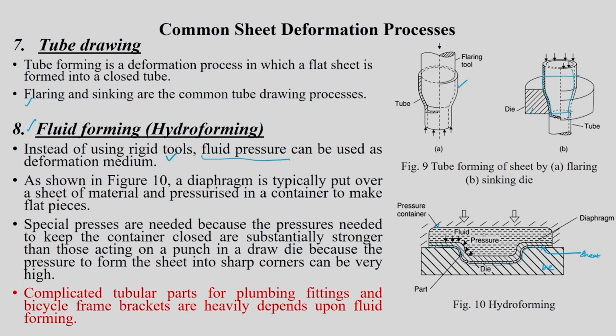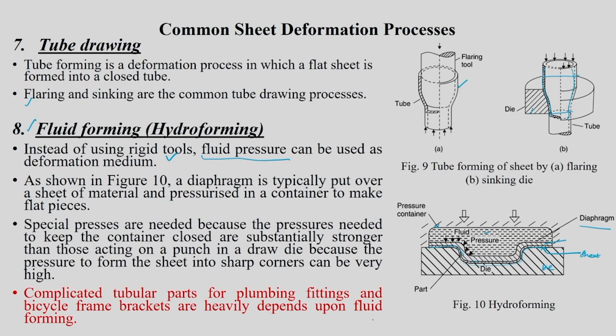So between the fluid and your sheet you can have a diaphragm. The diaphragm is given here, this particular part. The diaphragm is typically put over the sheet of material and pressurized in a container to make flat pieces. The diaphragm will not allow physical contact between your fluid and the sheet. It is going to prevent the contact between fluid and the sheet.